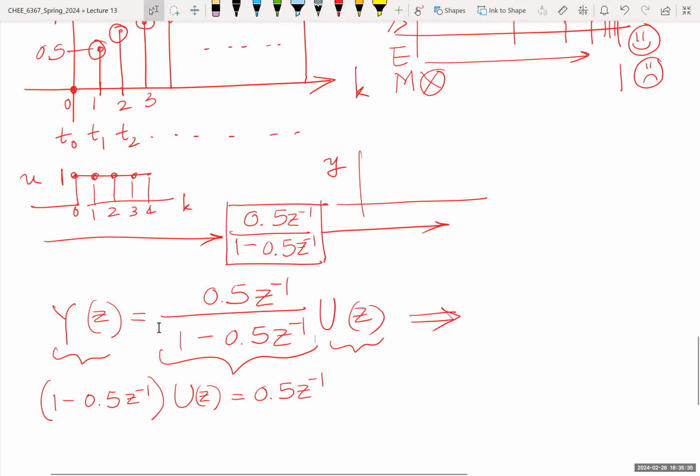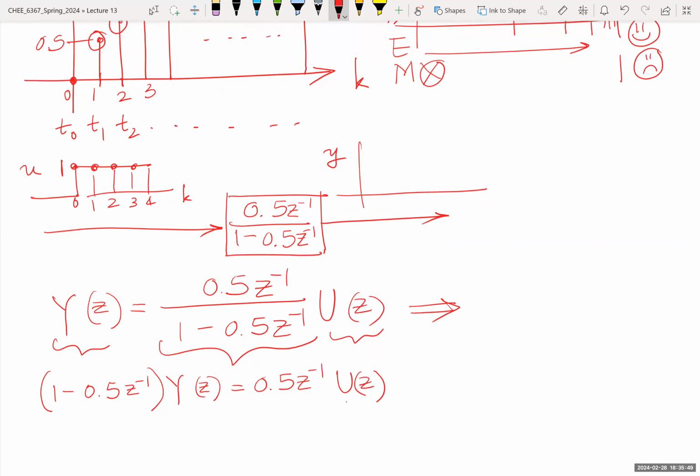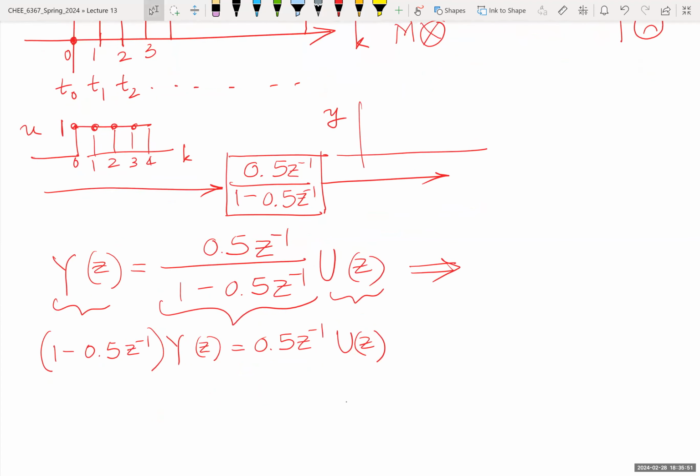The output is the transfer function times the input. Apologies. So this times the input gives me times the output gives me the input. And now I can go back to the time domain. So I have 1 times y of z. If I go back to the time domain, it's going to be y sub k.